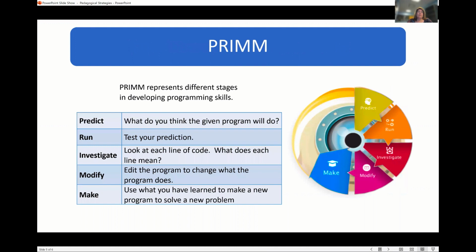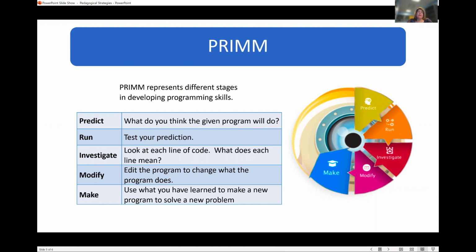In the PRIM model, this represents different stages in developing programming skills. If you look at the wheel on the right, we have predict. This is where students think about what they want their given program to do, what they think it's going to do. And then they run the program to test that prediction.